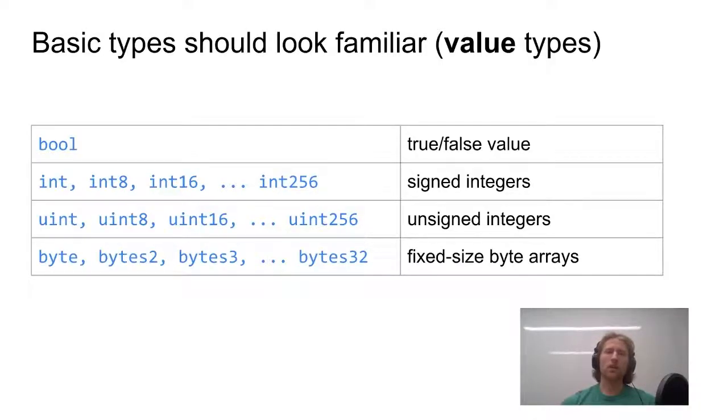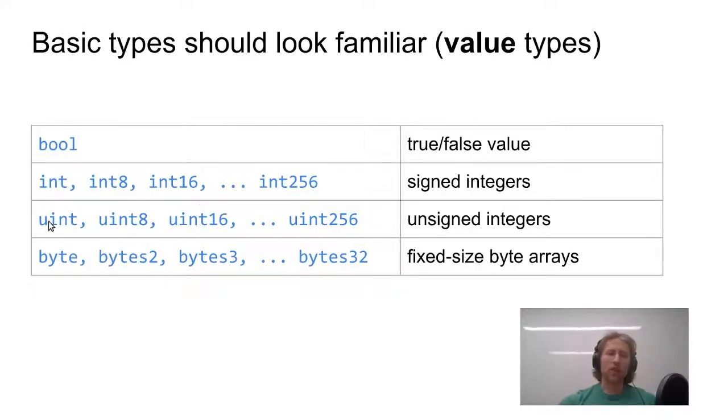So let's talk about the data types that are available in Solidity. The basic types should look very familiar. There's Boolean for true false values, a variety of different sized integers which can be signed or unsigned. Notice that the sizes go all the way from 8 bits, the smallest, to 256 bits. The Ethereum virtual machine uses 256-bit words, so it's very natural to define 256-bit signed or unsigned integers.